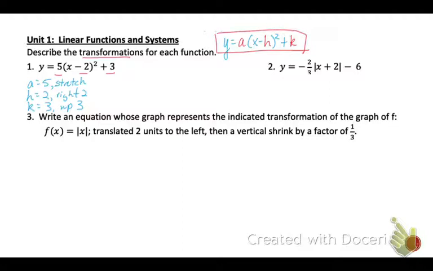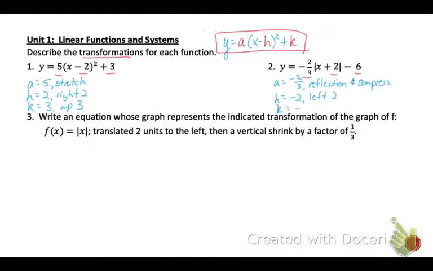Do the same thing. Notice this is absolute value, but between that and the quadratic equation, the values are in the same spot. So let's underline a, h, and k. So a is negative 2/3. So the negative causes a reflection, and then the value of 2/3 is less than 1, so that is a compress or a shrink. The graph will be wider than the parent.